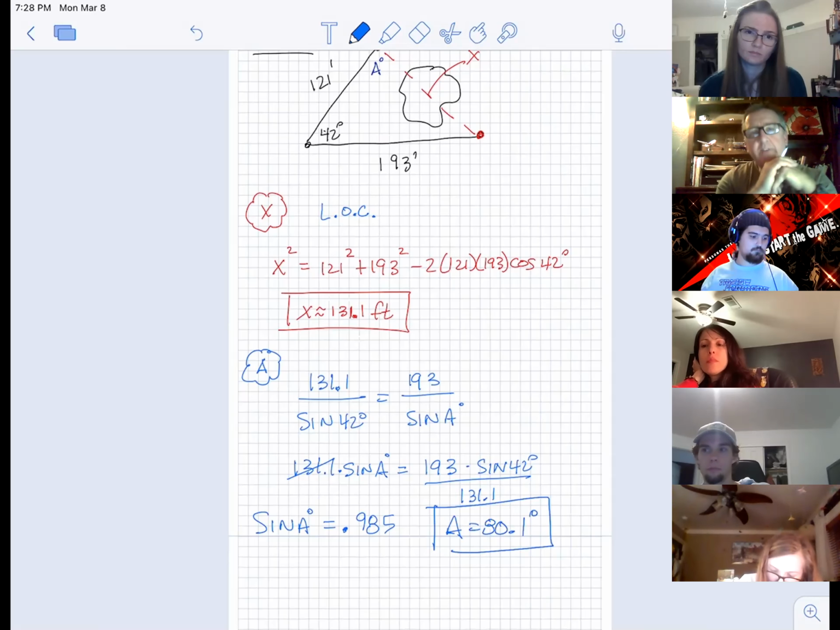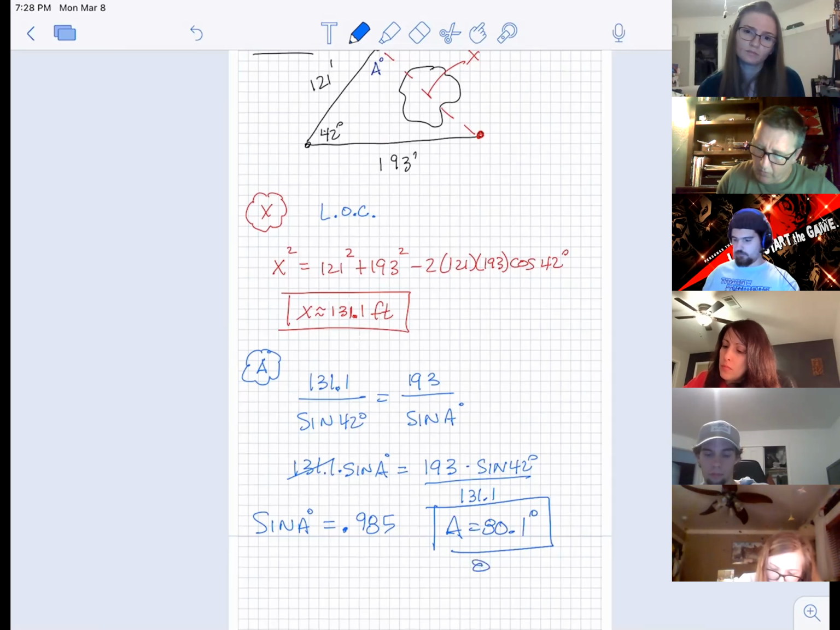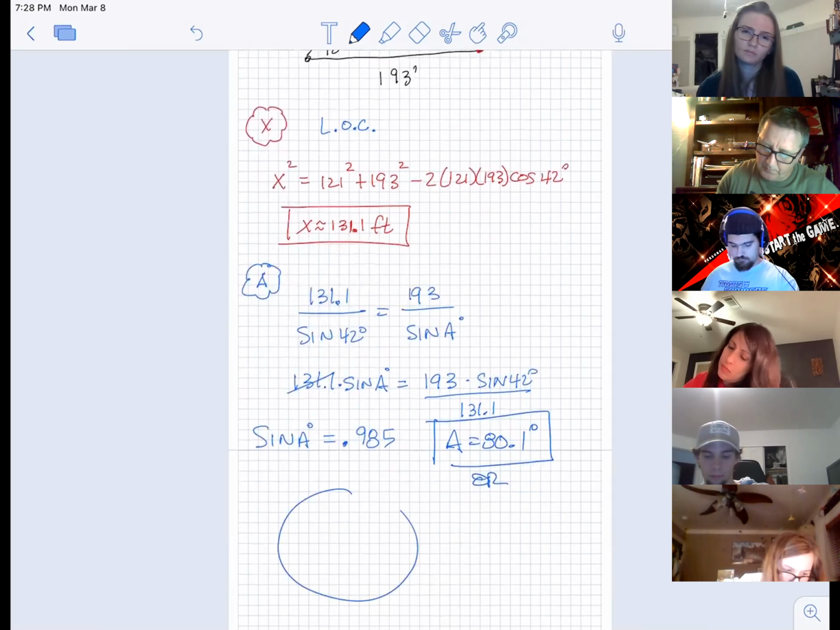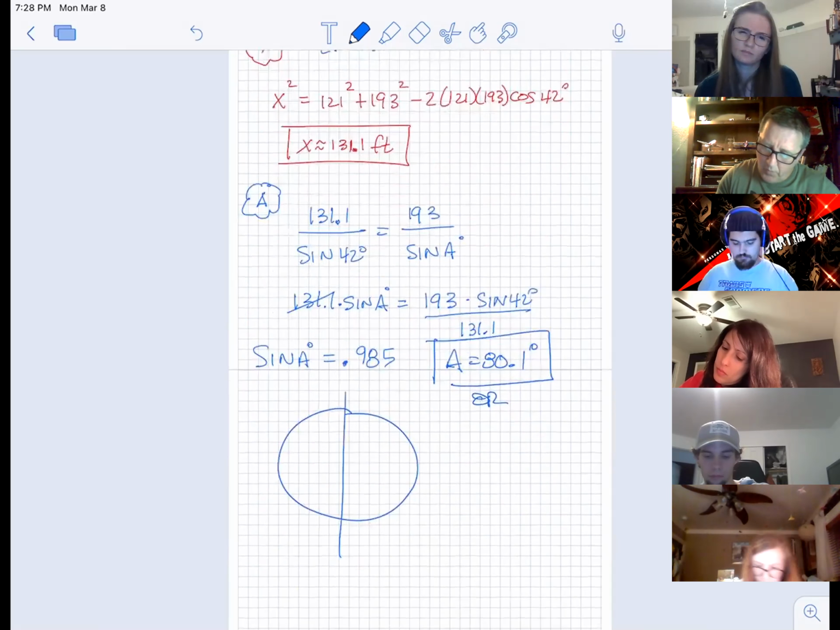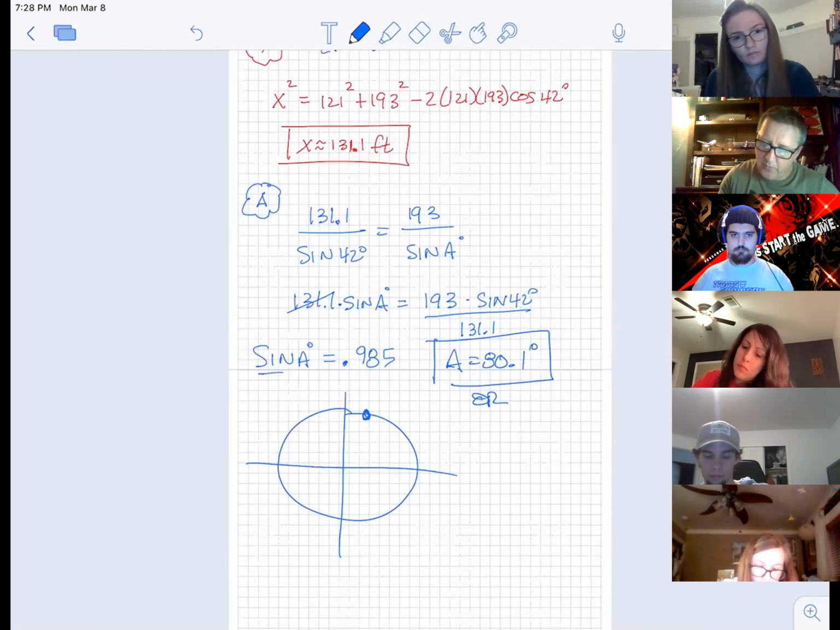But unfortunately, that's actually wrong. It's the other one. It's 99.914, if I'm thinking about it right. So let's look at the unit circle. We're at 80 degrees, which is here. Oh yeah, that makes sense. The y coordinate, the sine of the angle, is almost 1. Isn't that almost up to 1? So that looks about right.